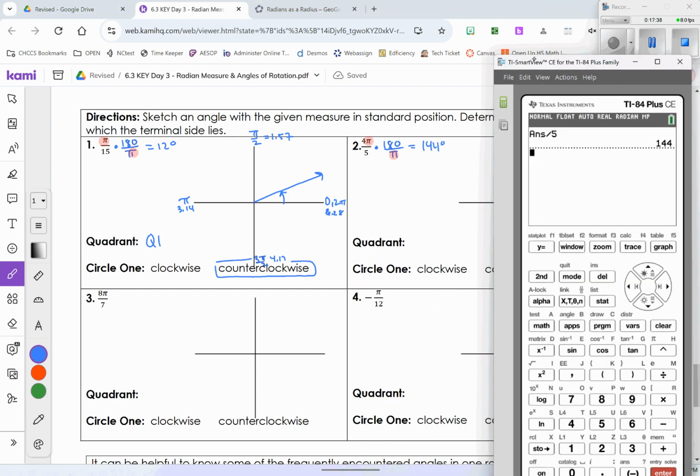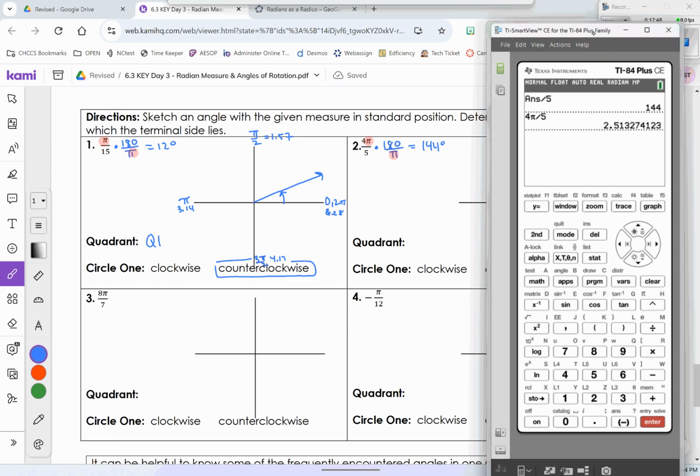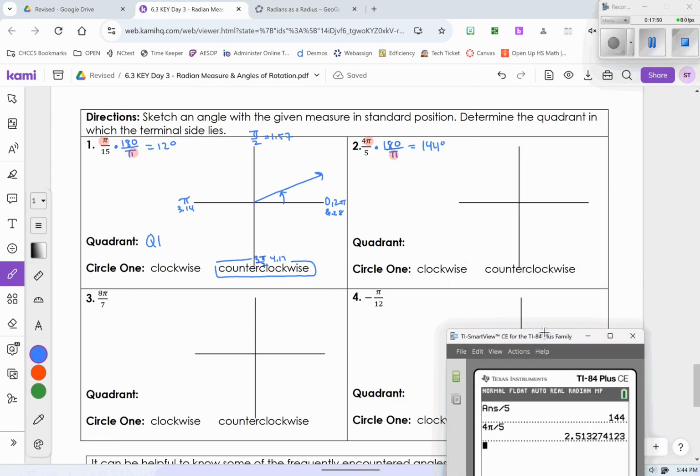Or if I look at the decimal, like we did in the last one, we could just plug it in as 4 pi divided by 5, and notice we get 2.51, which is less than pi, but greater than pi over 2. So 144 would be somewhere in here. And that would be our angle drawn in standard position. So this is in quadrant 2, and we went counterclockwise.